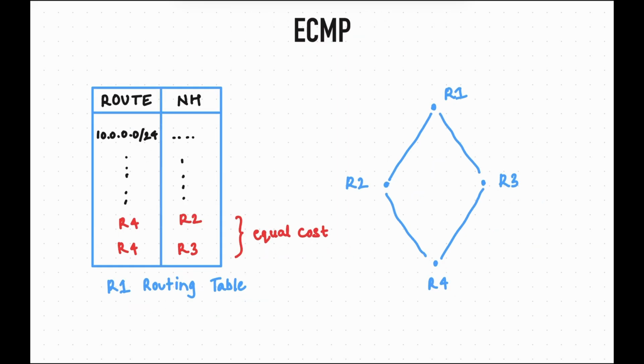ECMP changes this behavior completely. When the router detects multiple routes with equal cost, it installs them into the forwarding table instead of choosing just one. This allows the router to distribute traffic across multiple equal cost paths. Instead of wasting available bandwidth, ECMP allows full utilization of network resources.